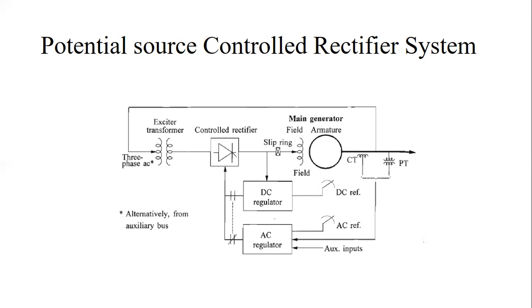There are many examples of this type of excitation system. For example, Canadian General Electric Silicomatic Excitation System, Westinghouse type PS excitation system, General Electric Potential Source Static Excitation System, and ABB. As well, Reyrolle Parsons, GEC, Alsthom, Toshiba, Mitsubishi, and Hitachi Static Excitation Systems. So these are products or the names of companies that manufacture the potential source controlled rectifier system.